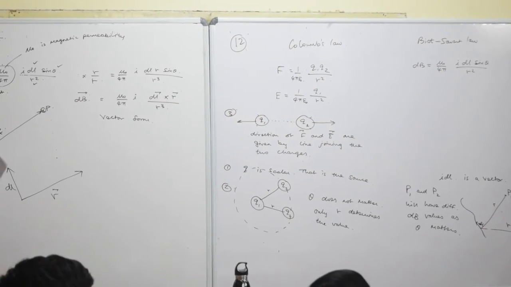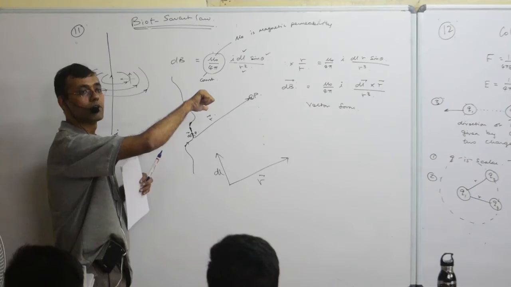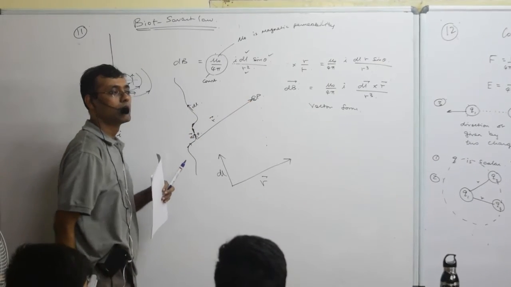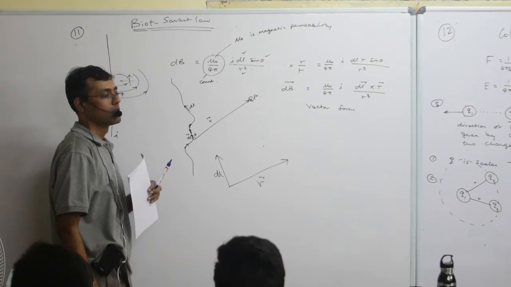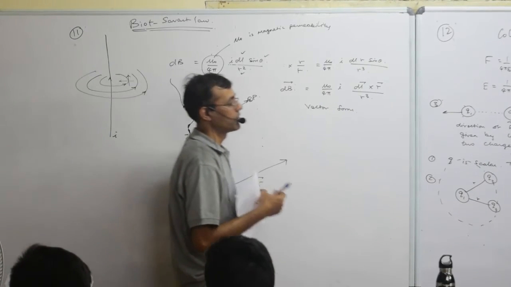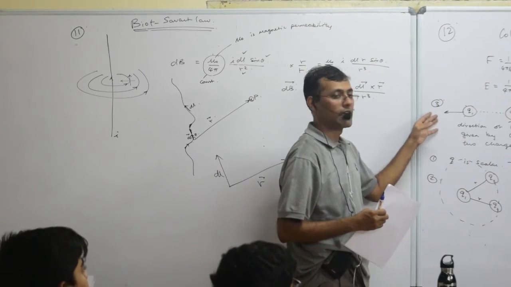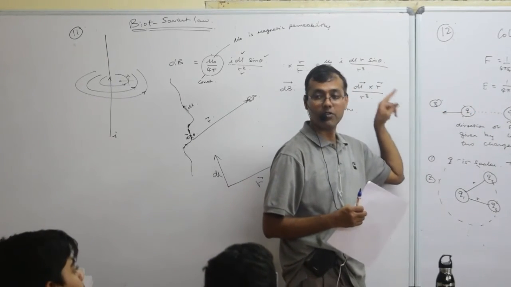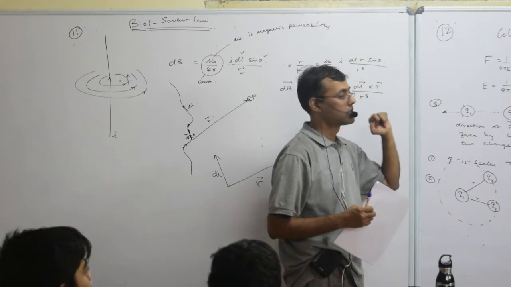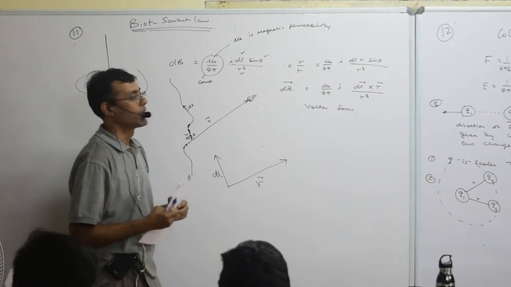Here what did we say? We said dl cross r. So look at my thumb. It said it's going into the paper, right? So the direction is completely different. Okay, so because we are talking about the differences here, so here we are talking about the difference about the direction. So here it is given by the line joining the two charges. Here it is given by dl cross r, which is perpendicular to both.